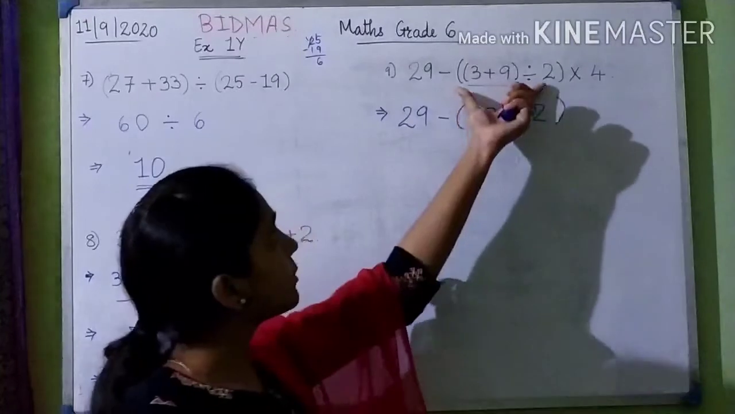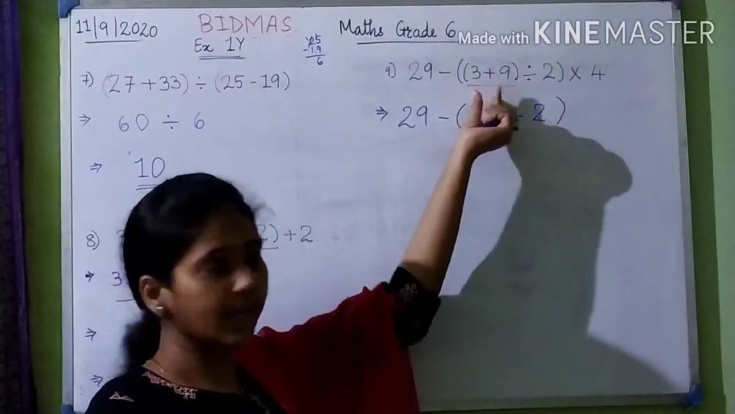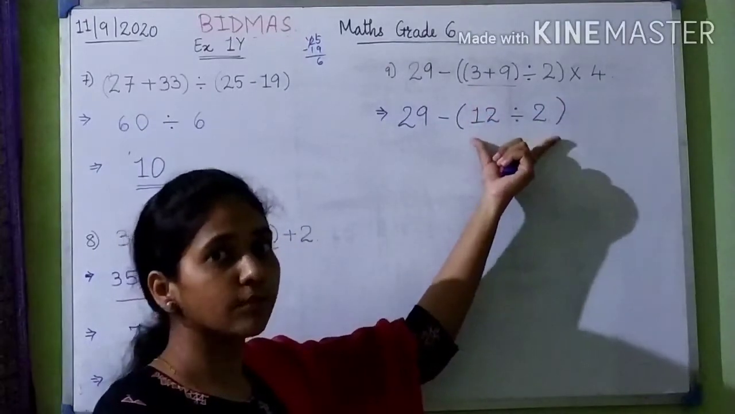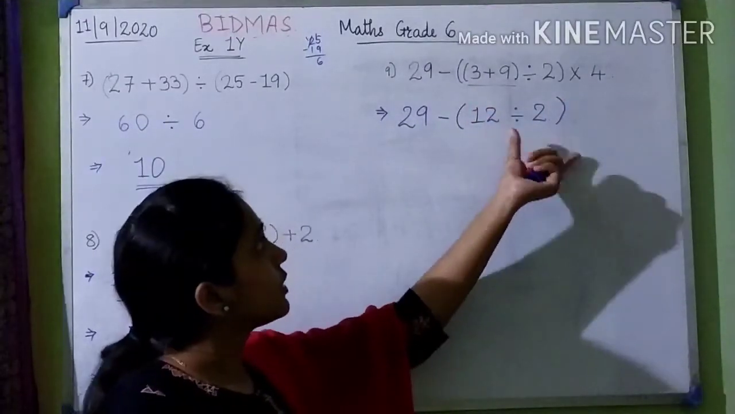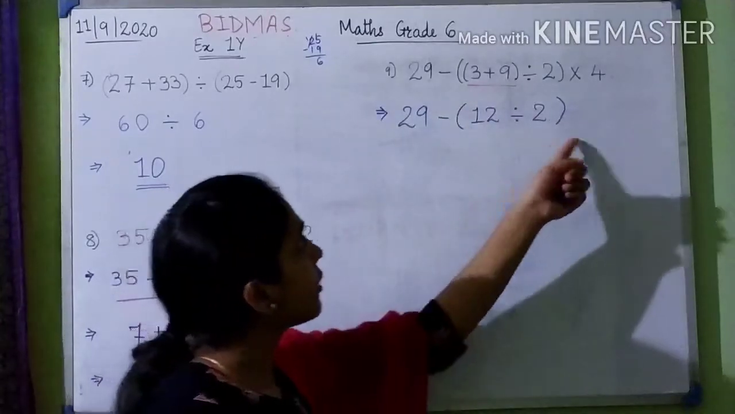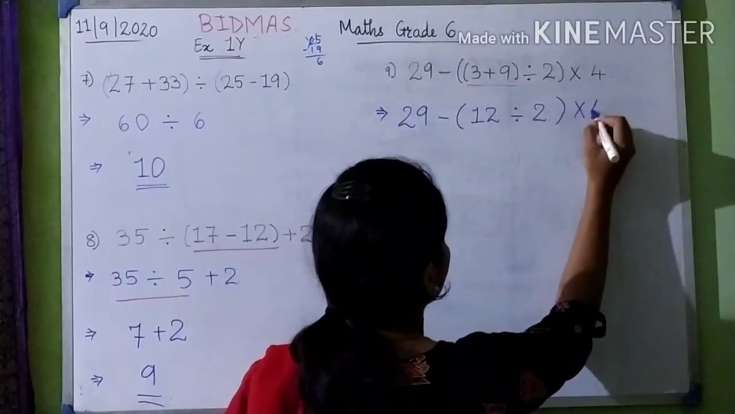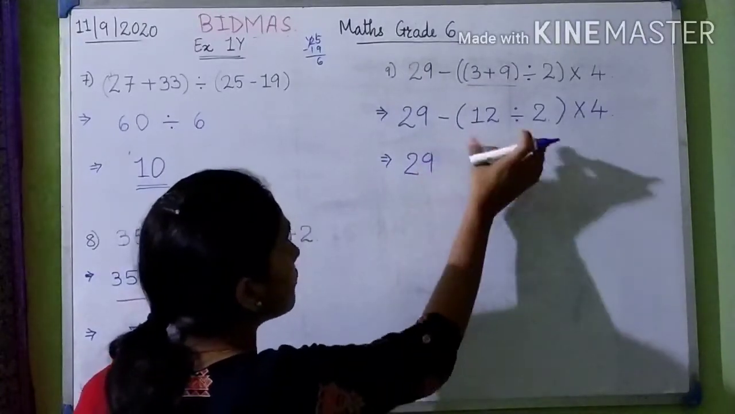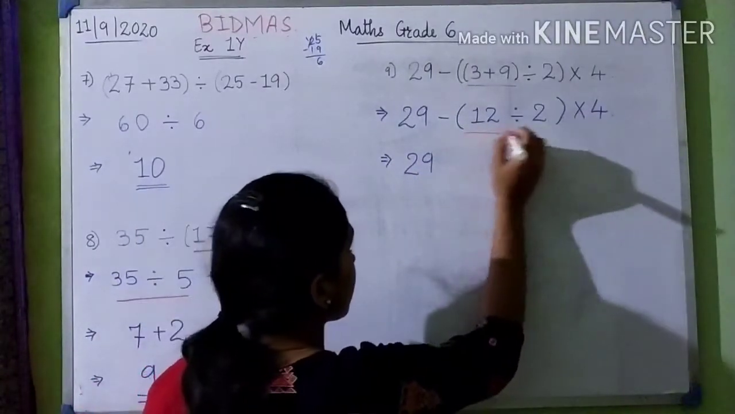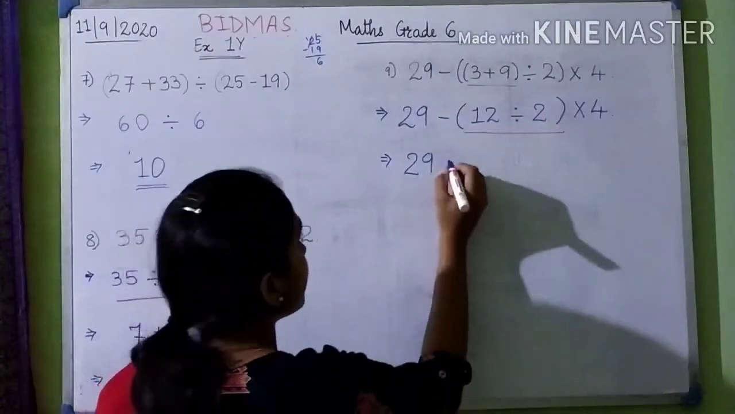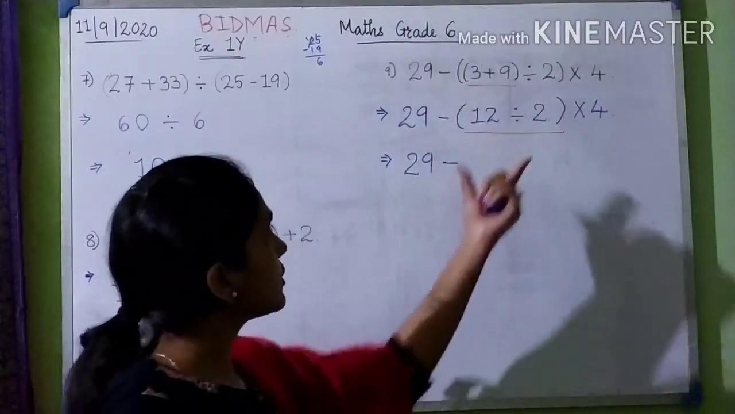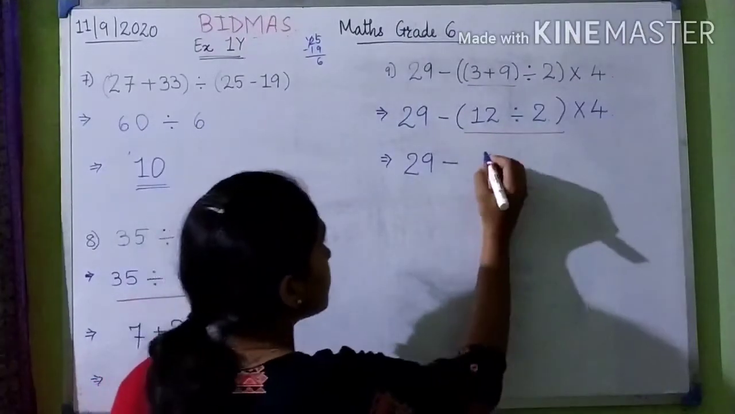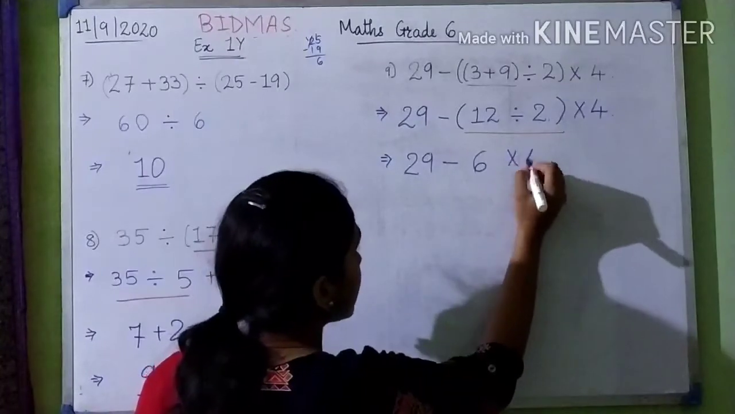So now see, I have only solved the inner bracket and I have got 12. The outer bracket I still have to solve. That I will solve in the next step. So here we have solved the first bracket only. Now everything else remains the same, so now I am going to solve this bracket. 29 minus. Now for this bracket, what is 12 divided by 2? 12 divided by 2 is 6. 2 6s are 12, right? So this answer is 6.